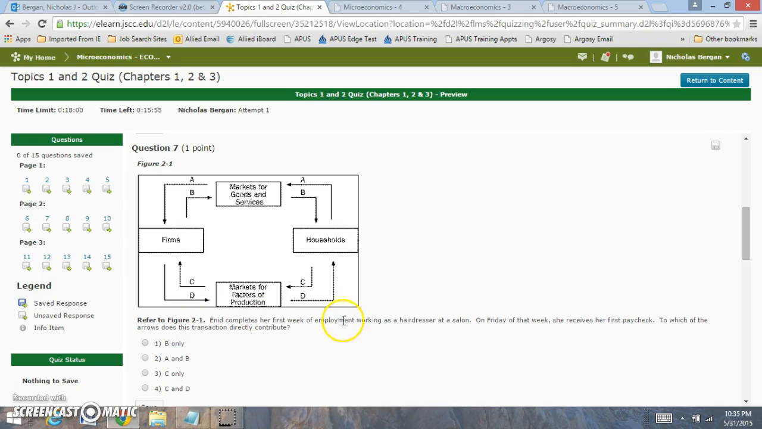Now question 7, she completes her first week of employment working as a hairdresser at a salon. On Friday of the week, she receives her first paycheck. To which arrows does this transaction occur? So we're looking at where households sell their services, where businesses pay them.